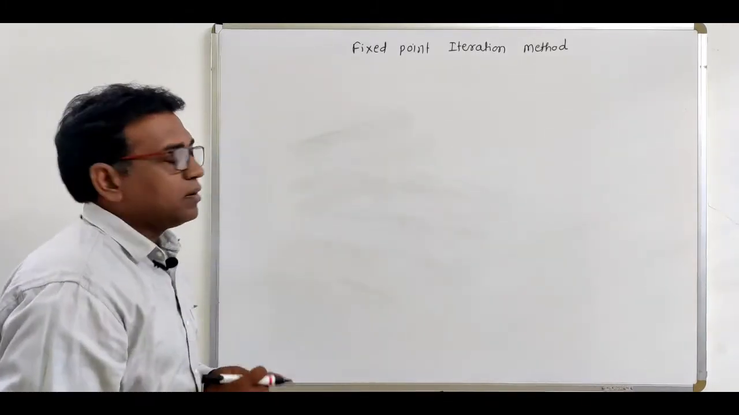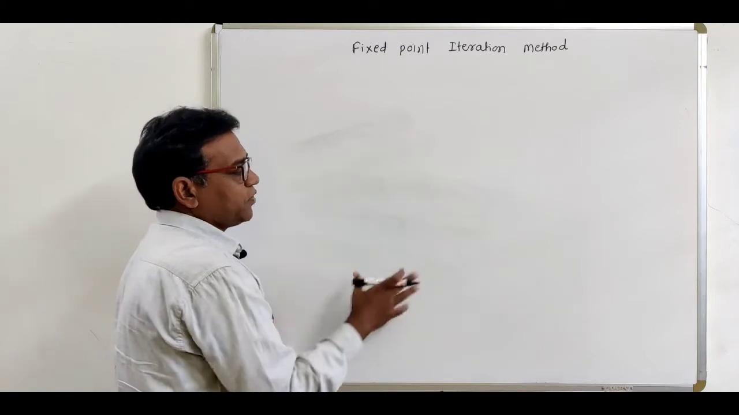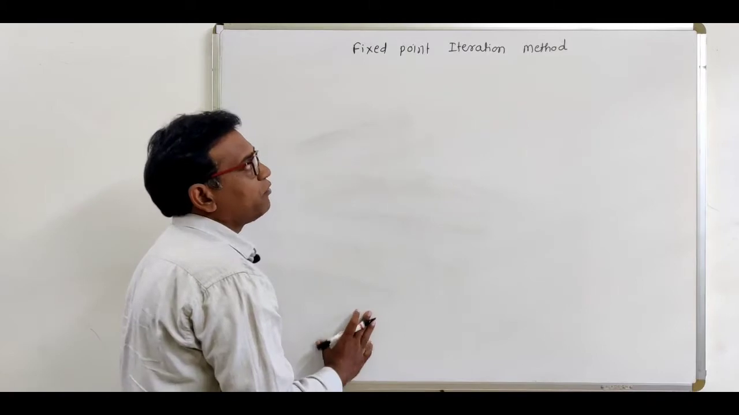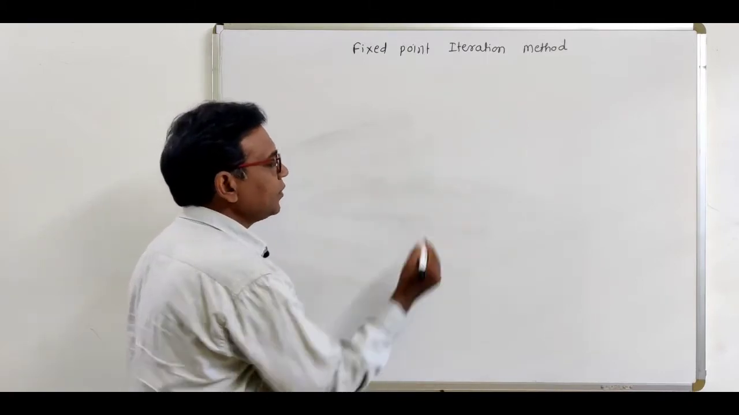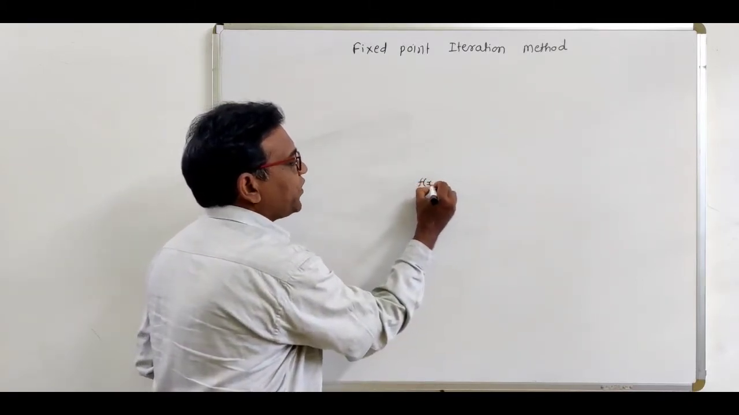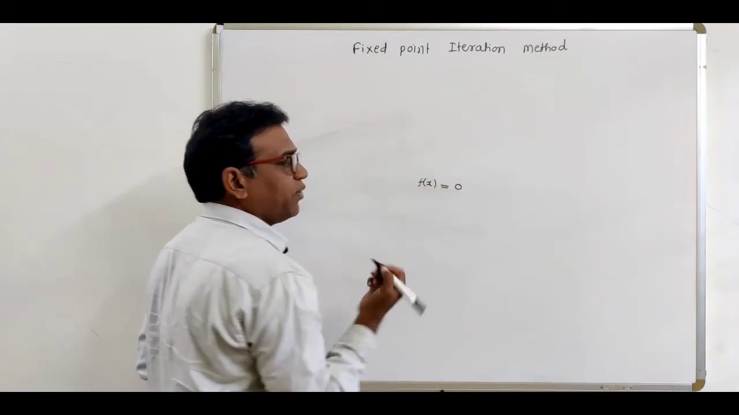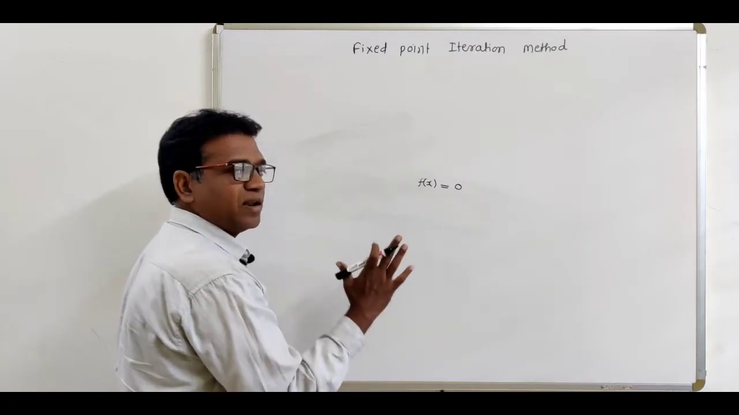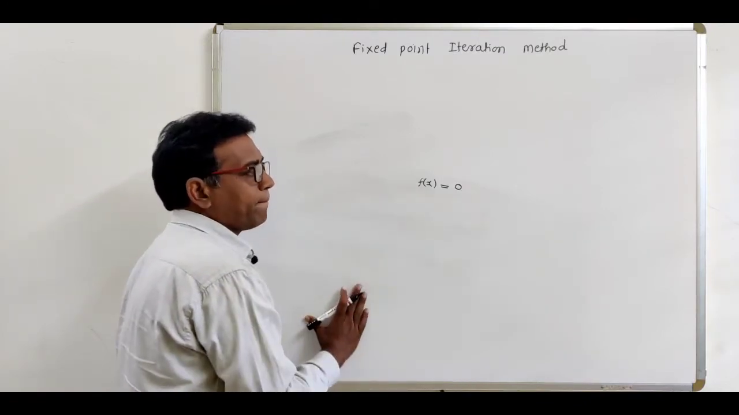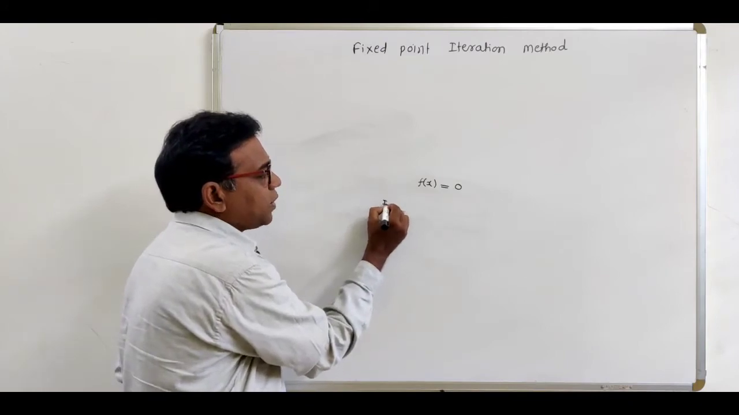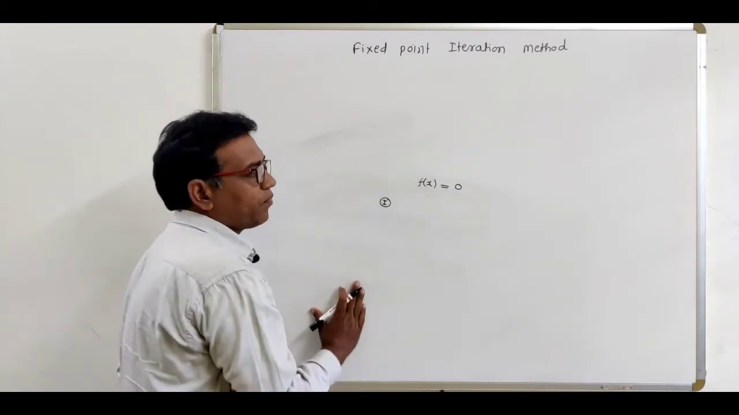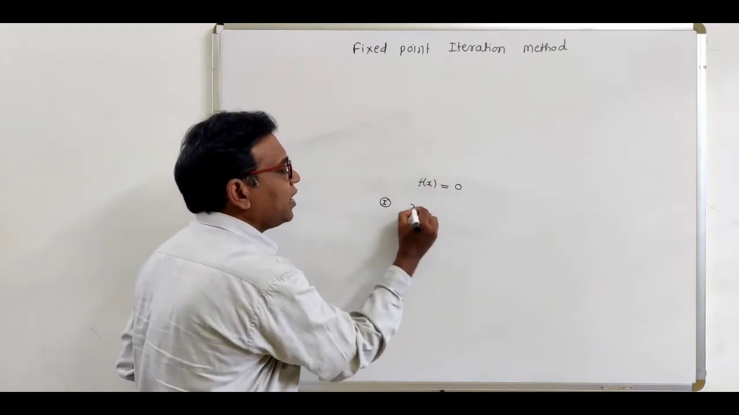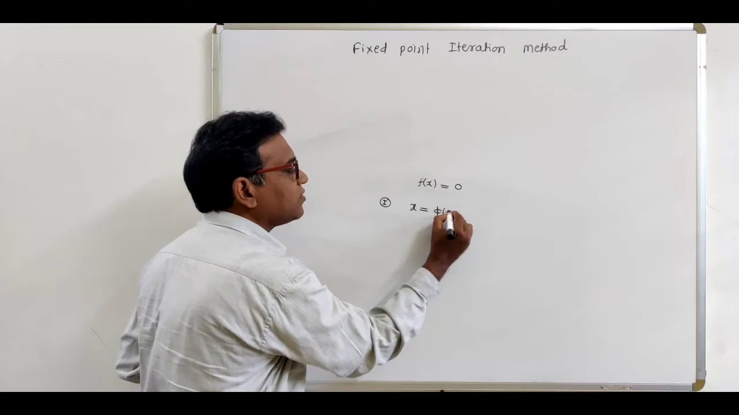Now this is the working rule for the fixed point iteration method. See what the working rule for the iteration method is. Suppose we have the equation f(x) equal to 0, it may be an algebraic equation or a transcendental equation. Then what is the first step in the iteration method? Express this equation f(x) equal to 0 in the form x equal to phi of x. This is the first step.